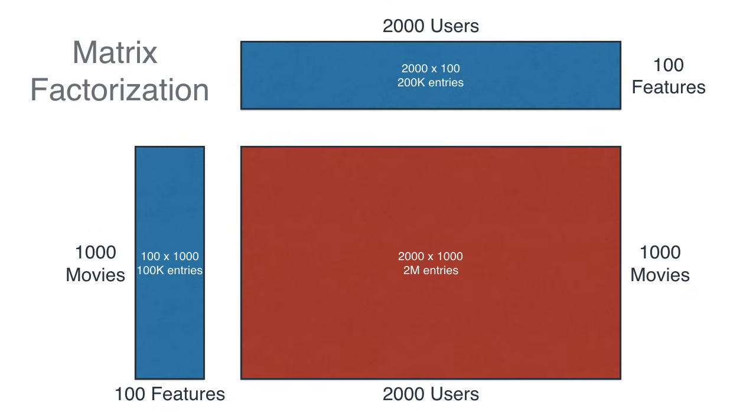And again, if we want to find any entry in the red matrix in the middle, for example this one, what we do is we take the dot product between the corresponding row in the left matrix and the corresponding column in the top matrix.